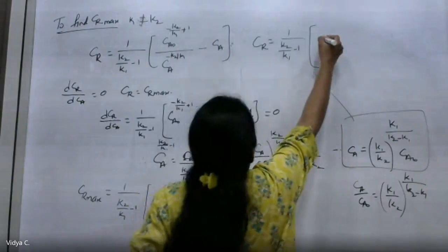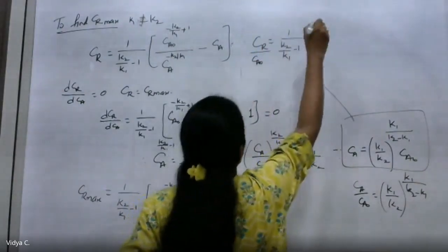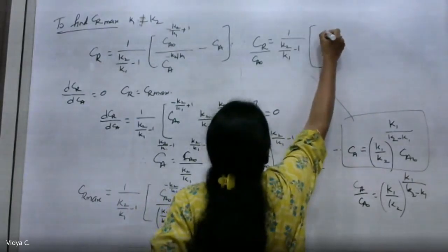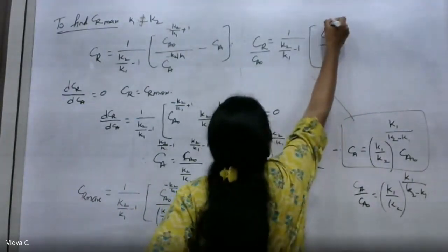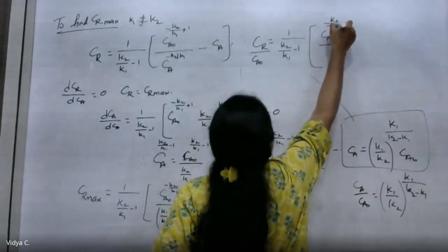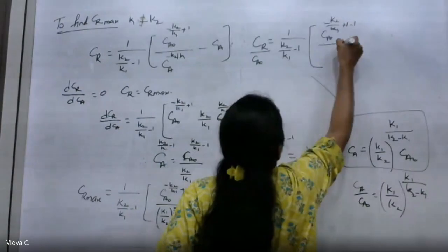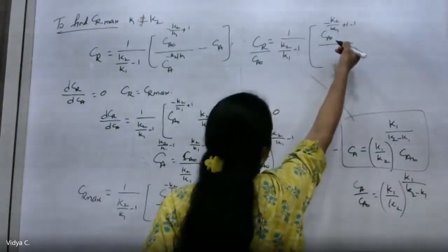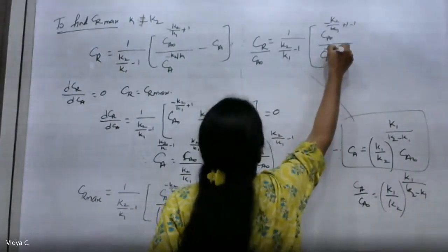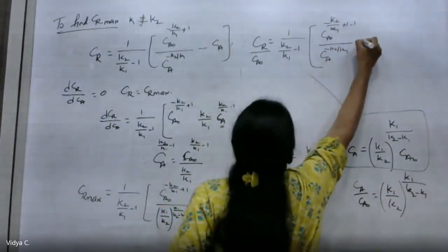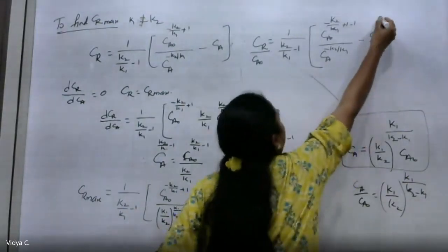What I'm doing is dividing the entire equation by CA naught. So CA naught by CA naught to the power of minus K2 by K1 plus 1. If I am dividing, it will be minus 1 again. CA naught, this denominator CA naught will go up, and CA to the power of minus K2 by K1 minus CA by CA naught.